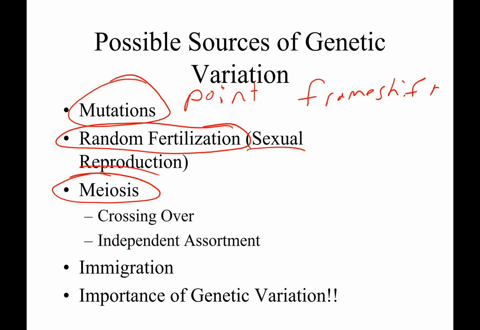During meiosis, two important events occur that create variation. Crossing over happens in prophase 1. We'll talk about how that works in a minute. And also independent assortment, which occurs in metaphase 1. And a final source of variation that we'll mention is immigration. When new individuals join a population, they bring with them unique alleles and therefore provide the population with some variation.